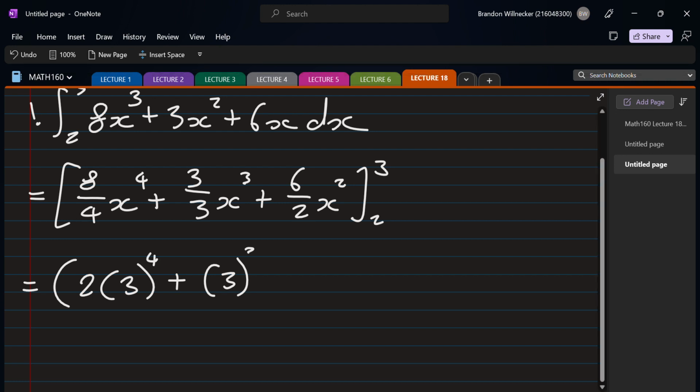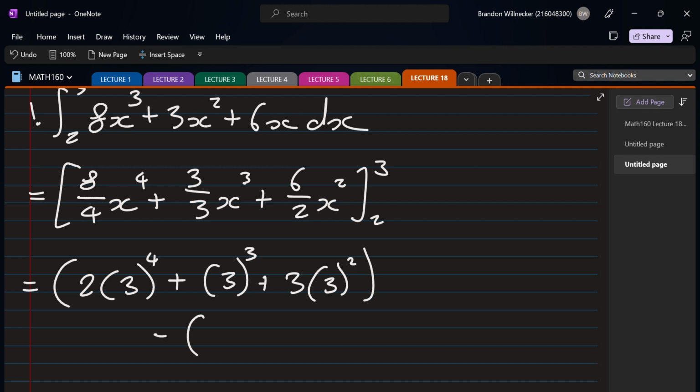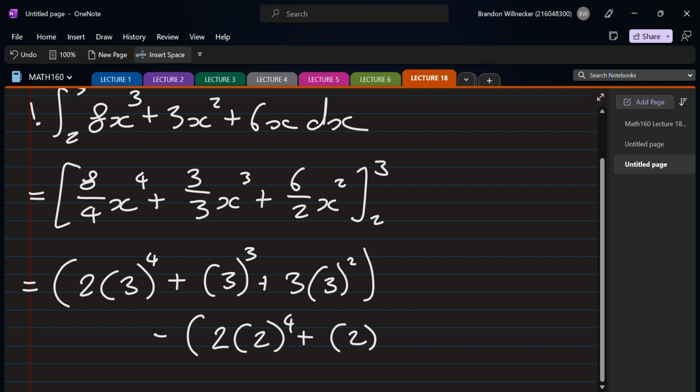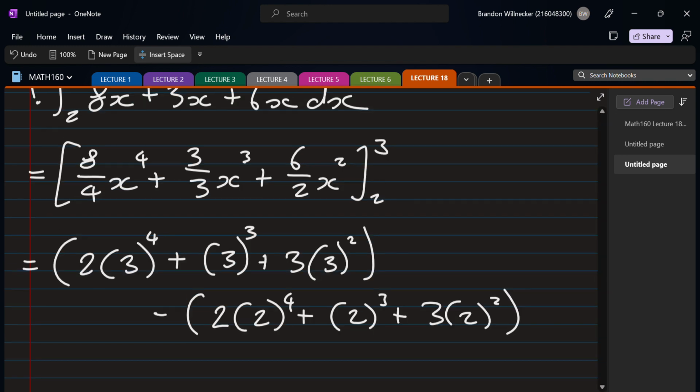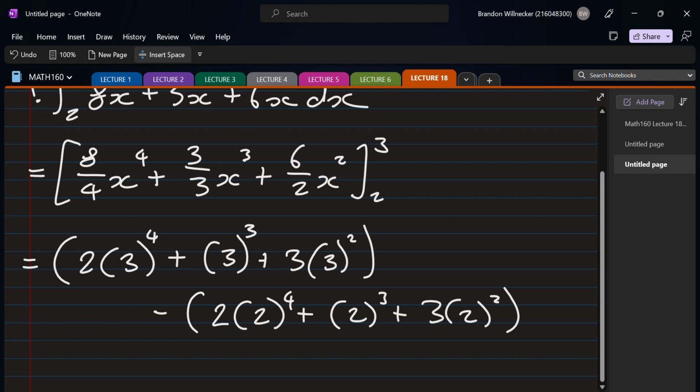3 to the 4, that will be 3 cubed. 6 over 2, that's 3, and then we have 3 squared. And then minus, and then we substitute the lower bound, so that will be 8 over 4 again, that's 2, 2 to the 4, plus 2 cubed, plus 3, and then we have 2 squared. Okay. And then after this point, it's just putting in your calculator, so I won't be doing that. But if you got the antiderivative correct and you got the substitution correct, then you'll get the final answer correct. Okay, you have your calculator, so that shouldn't be an issue.